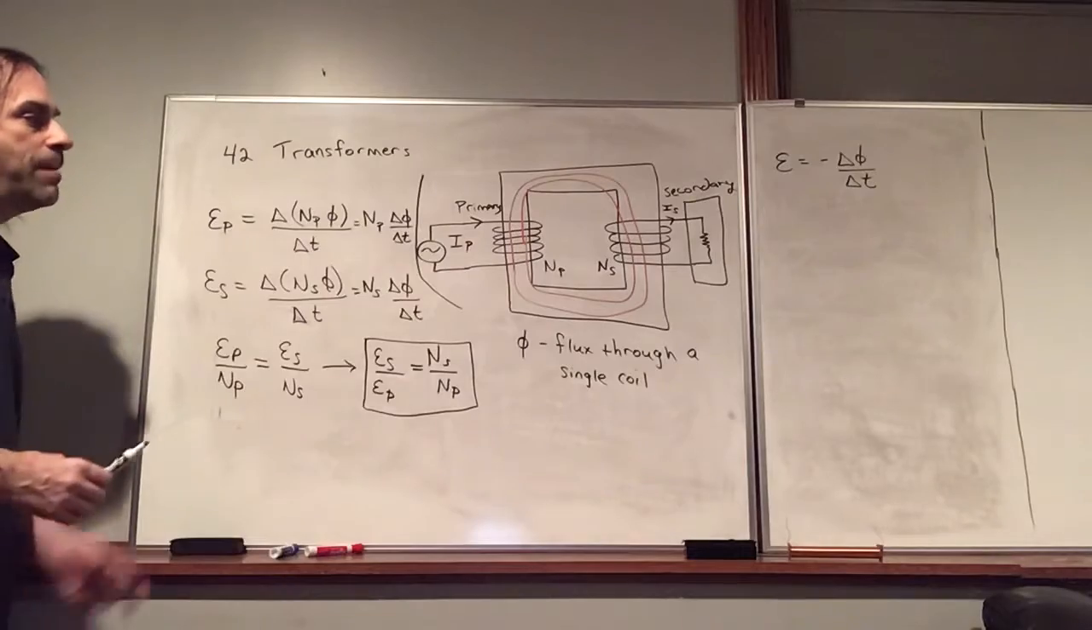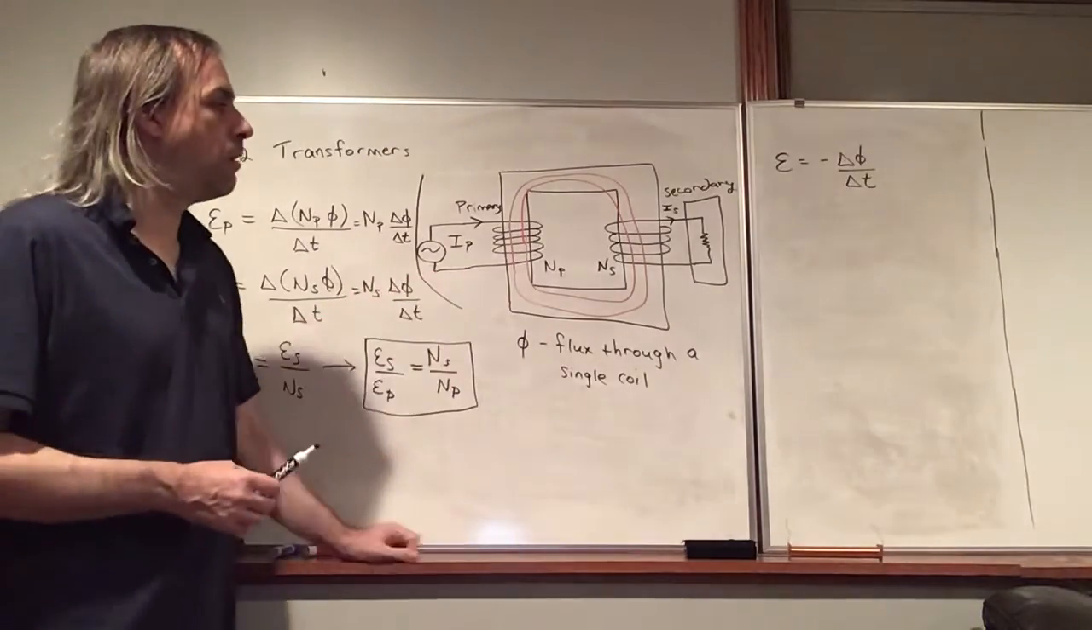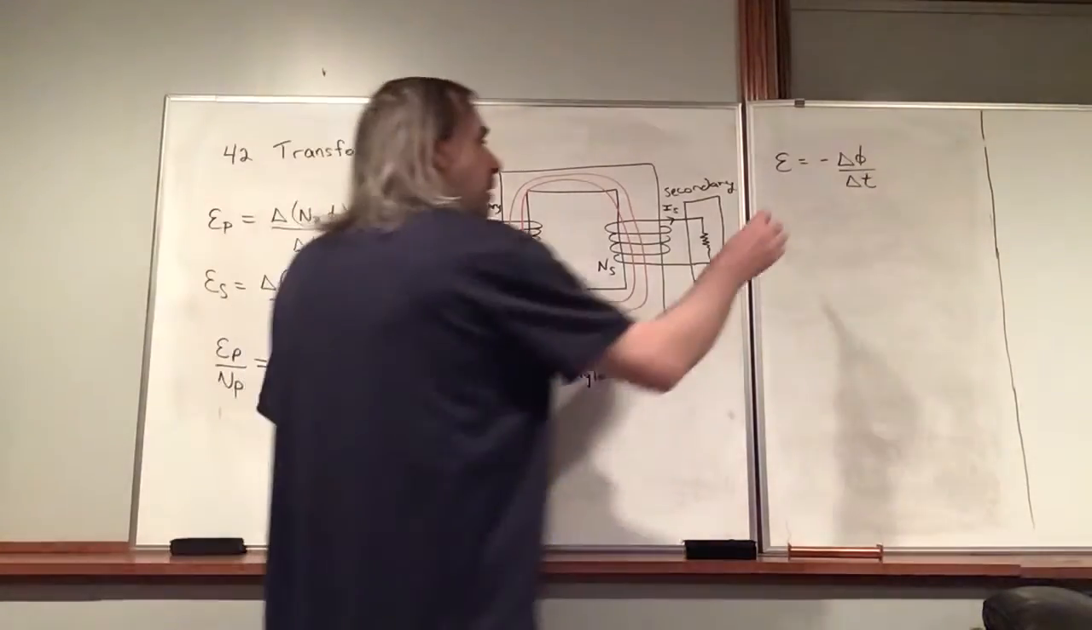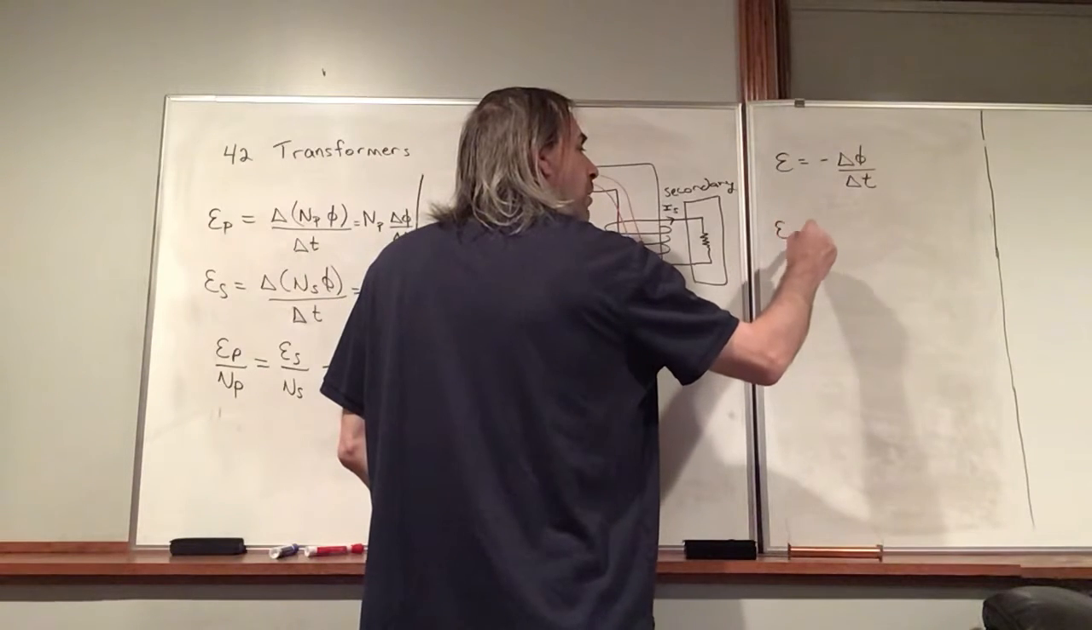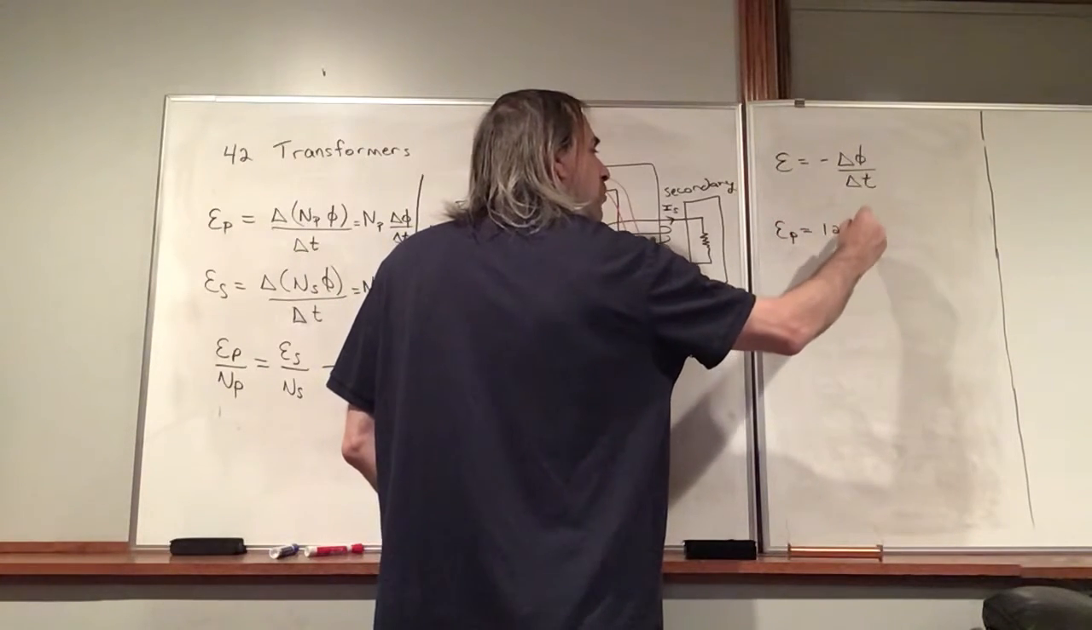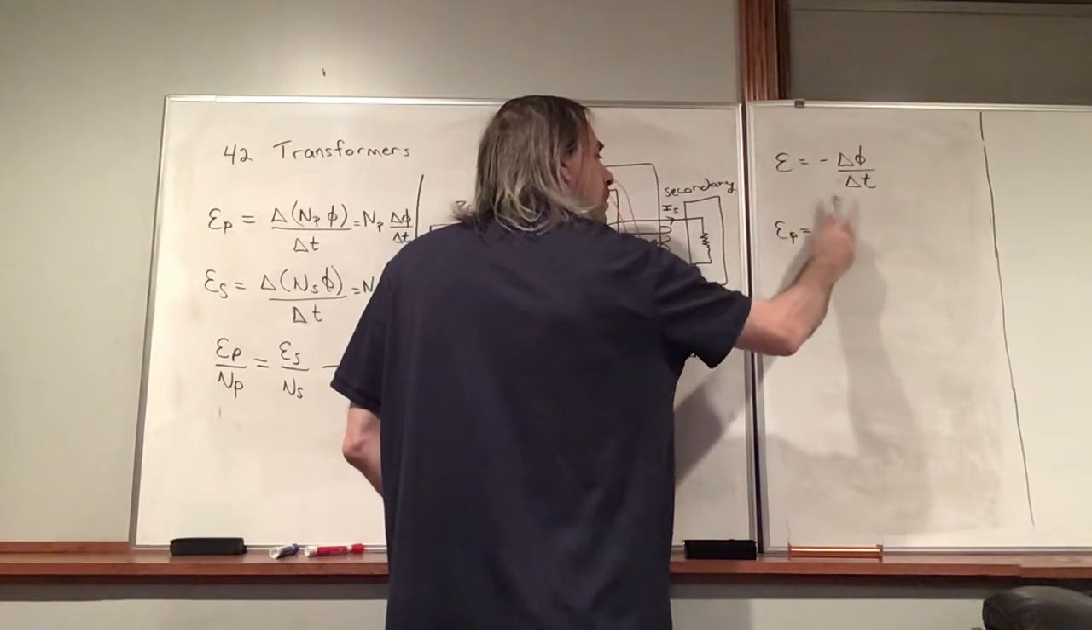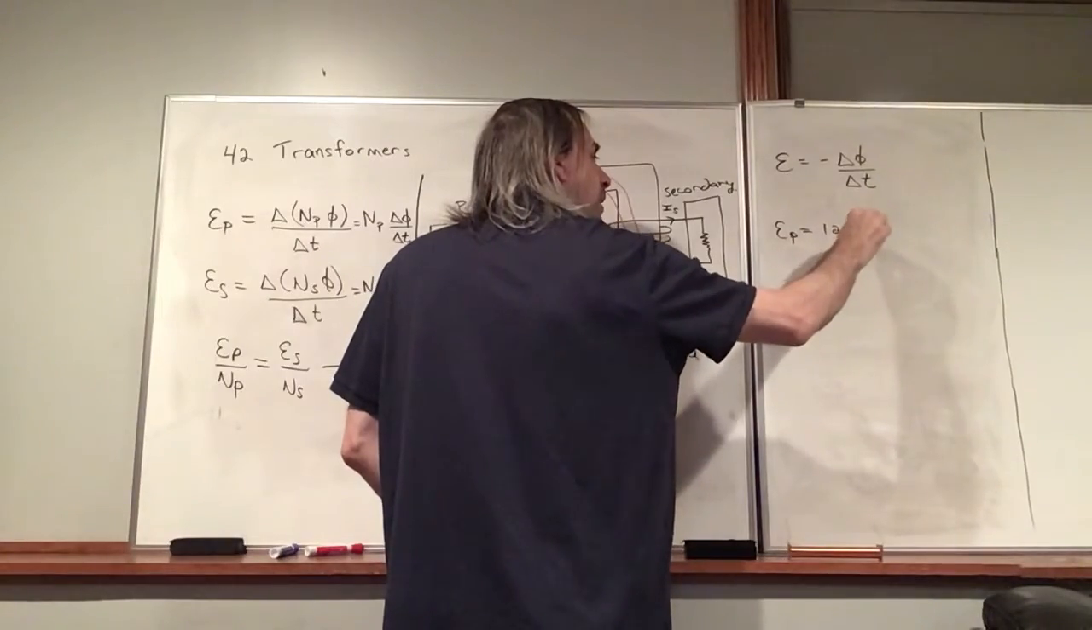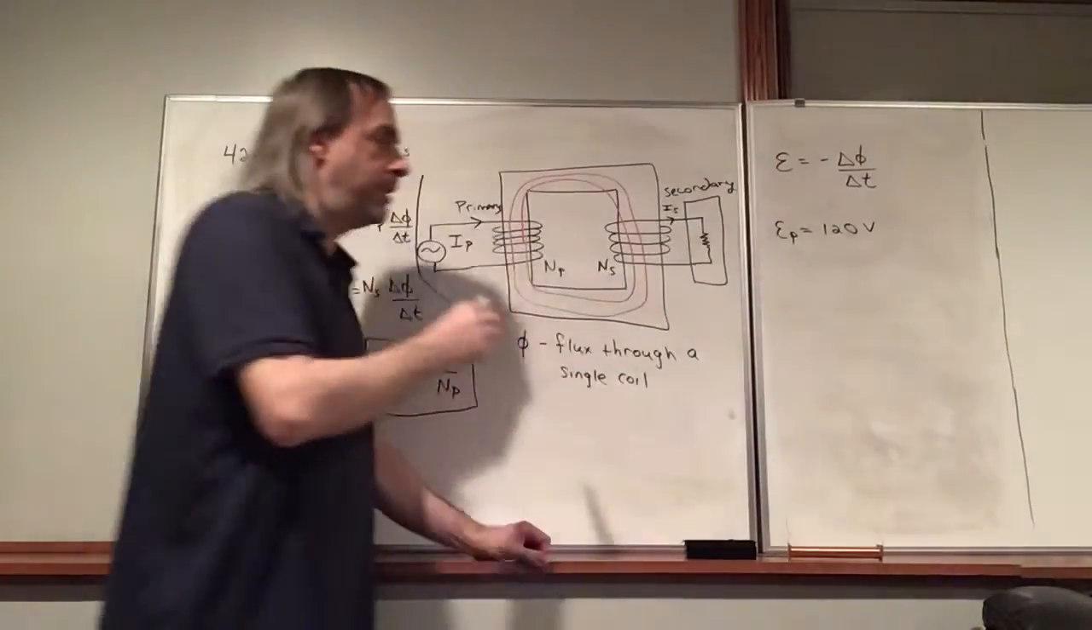So let's say our primary coil is plugged into a wall outlet. So the EMF for the primary coil, let's say that's 120 volts. That's what you get for just plugging something into a standard outlet.